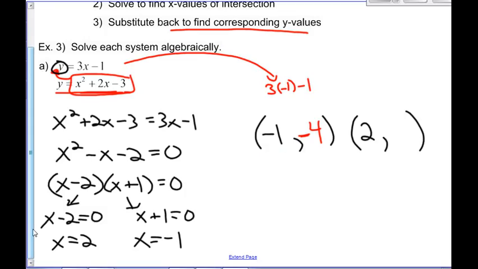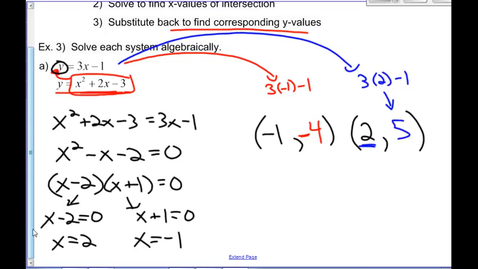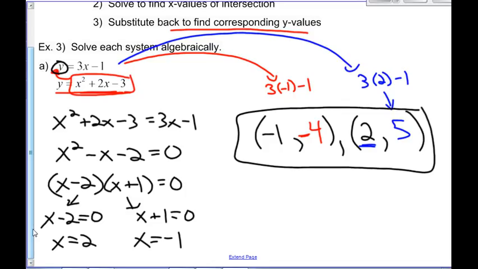Now for my other point, I've got a 2. So I'll sub that into either one of the functions. If you used it in the quadratic, it would work out to be the same thing. It would give you 5. There are our solutions, the ordered pairs that satisfy both equations.